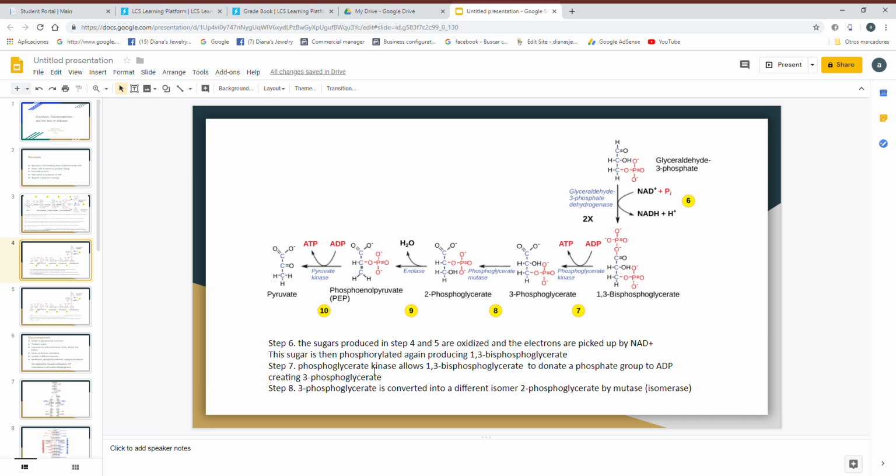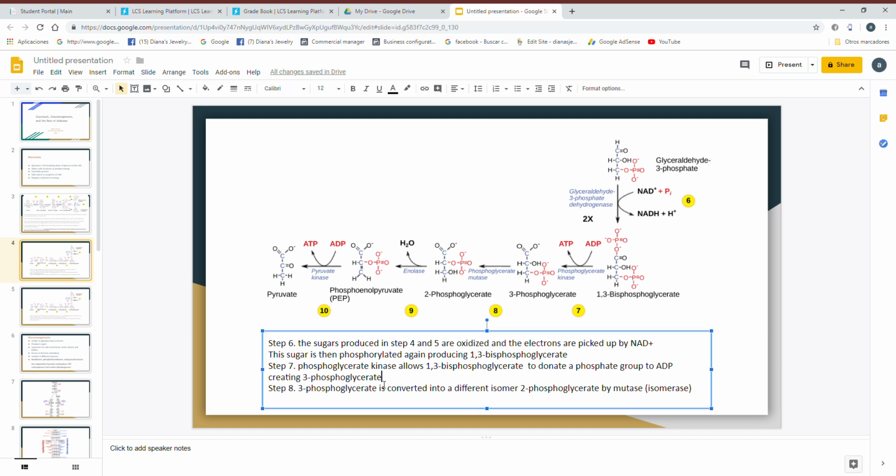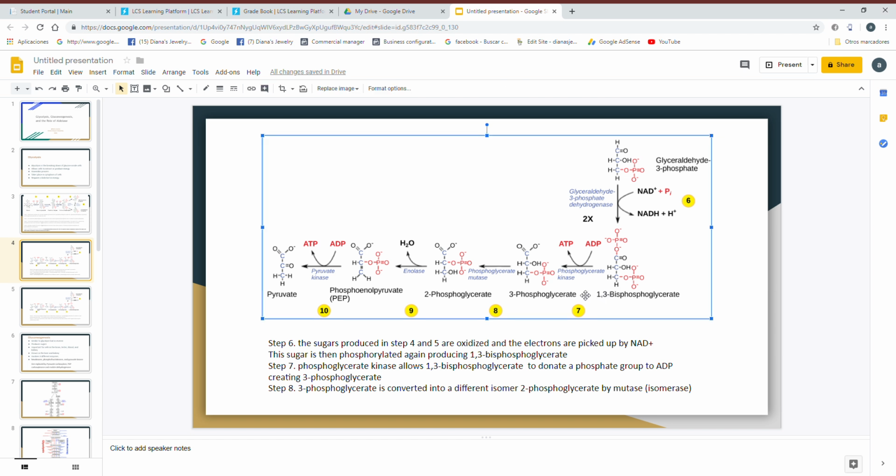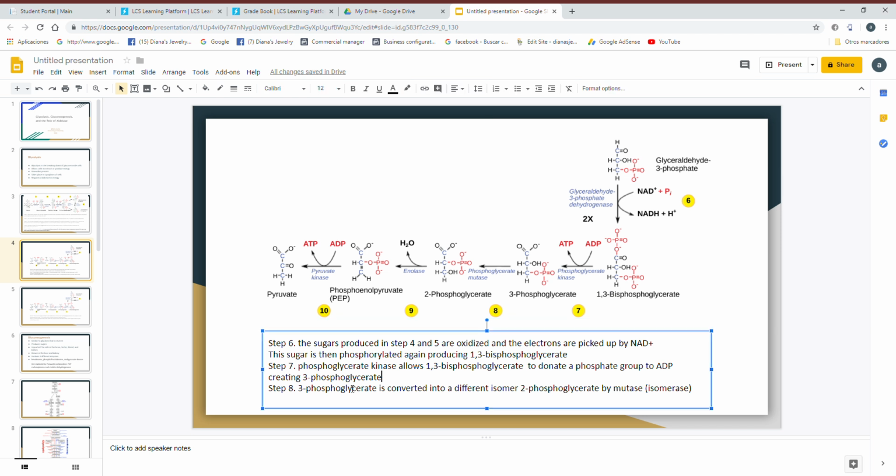So in step 6, the sugars produced in steps 4 and 5 are oxidized, and the electrons are picked up by NAD+. The sugar is then phosphorylated again, producing 1,3-bisphosphoglycerate. For step 7, phosphoglycerate kinase allows 1,3-bisphosphoglycerate to donate a phosphate group to ADP, creating 3-phosphoglycerate. And in step 8, 3-phosphoglycerate is converted into a different isomer, 2-phosphoglycerate, by a different isomerase known as mutase.